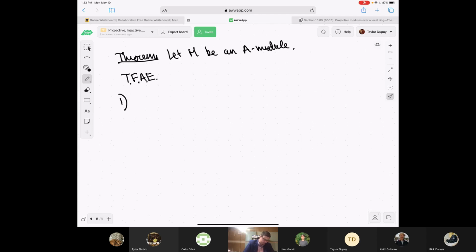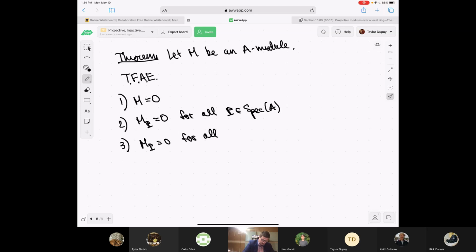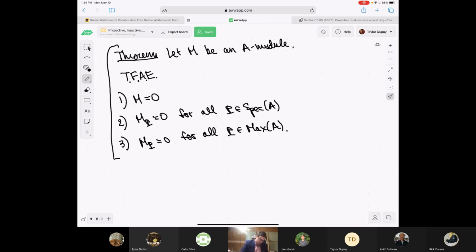Okay, so 1 is that M is 0. 2 is that M_P is equal to 0 for all prime ideals P. The third thing that we have is that M_P is equal to 0 for all maximal ideals. So you can check this property either at maximal ideals or at all the prime ideals, and that'll be equivalent. Okay, so let me give you the proof of this statement.